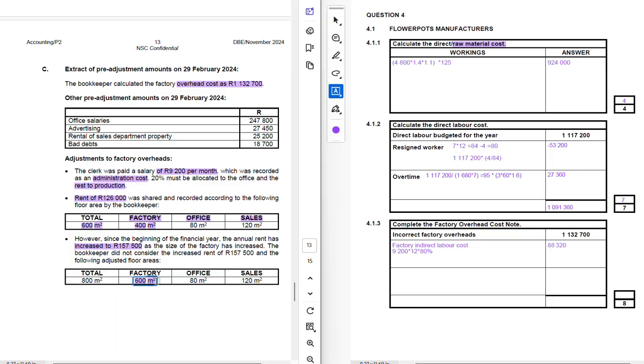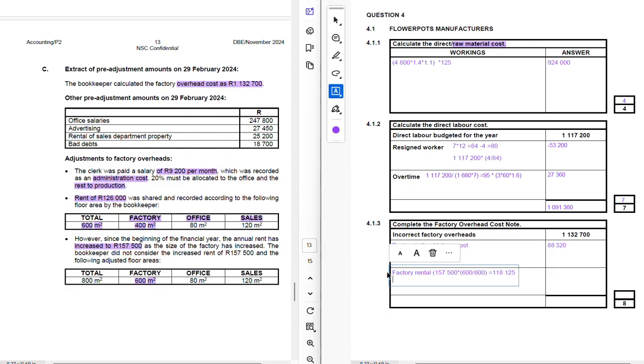So now, how are we going to make a correction for this rental increase that was not considered by the bookkeeper? We're going to say factory rental. Now we know that the amount that we should have paid at the end of the year should have been 157,500. Then, because it's shared according to meter squared, you take the 600 meters squared over 800 meters squared, right? Then you're going to get a total. So the total you're going to get in this case is 118,125. That's based on the calculation.